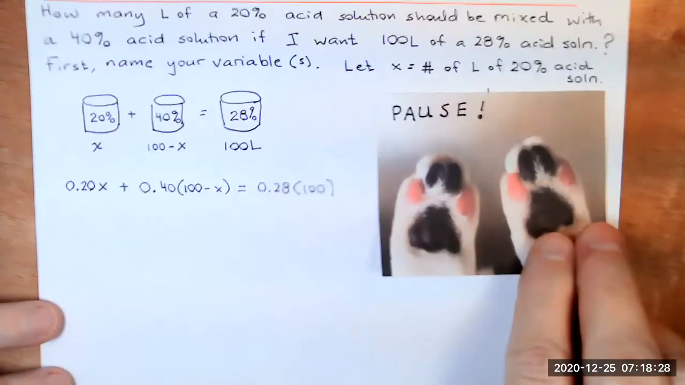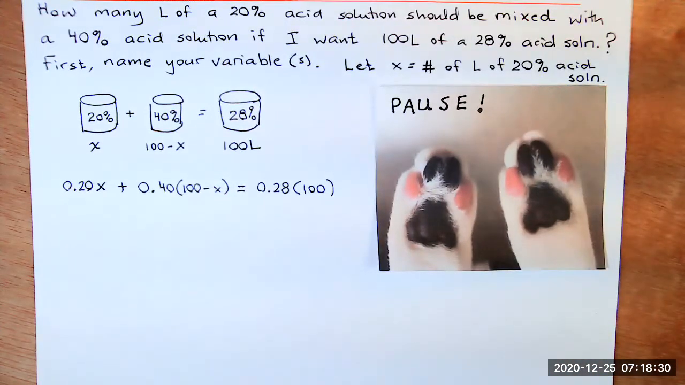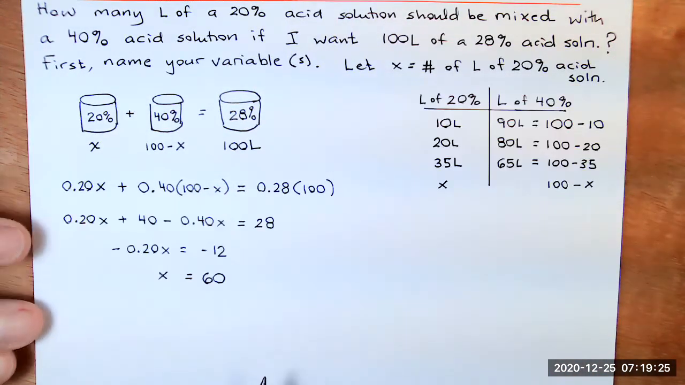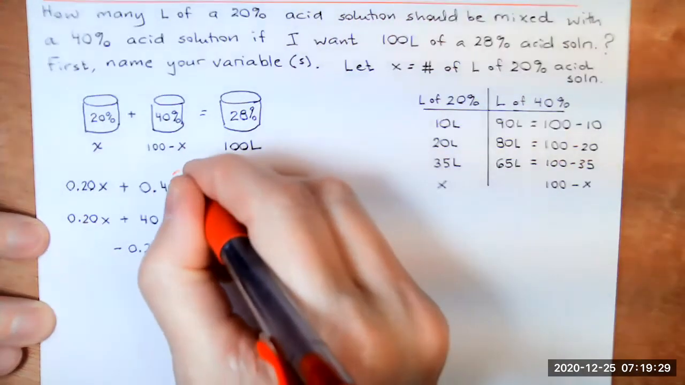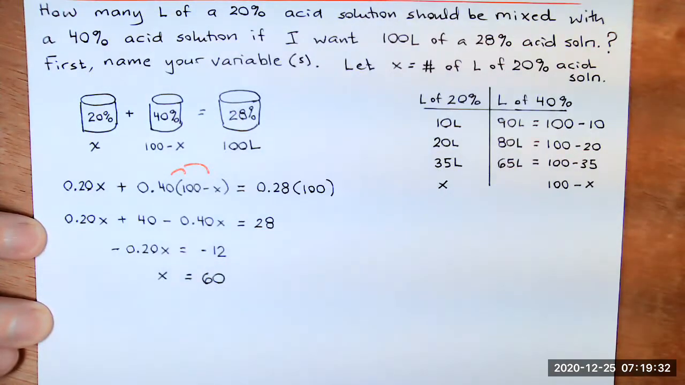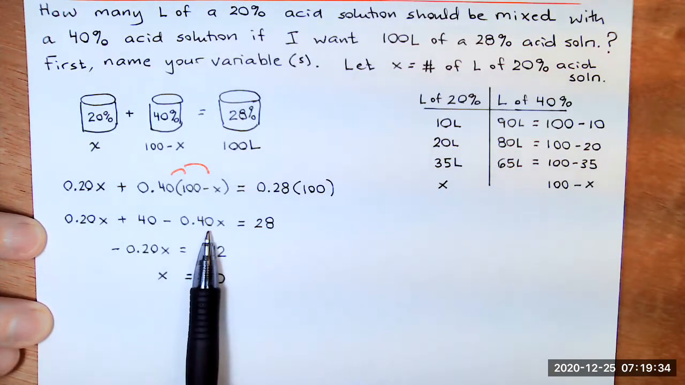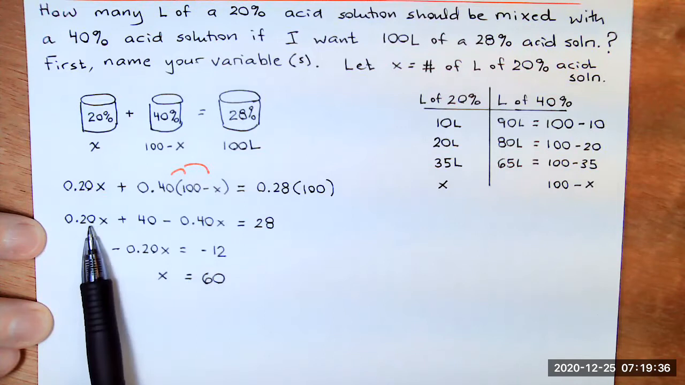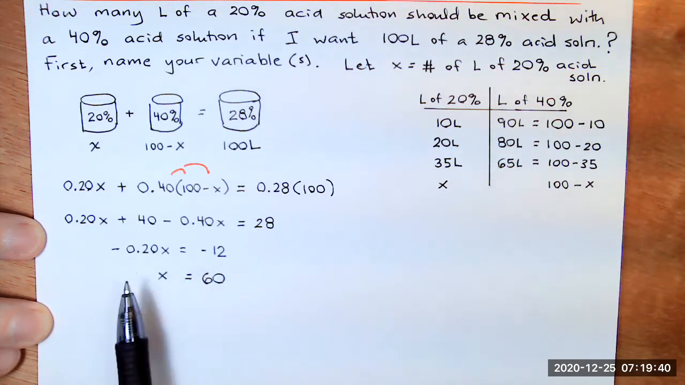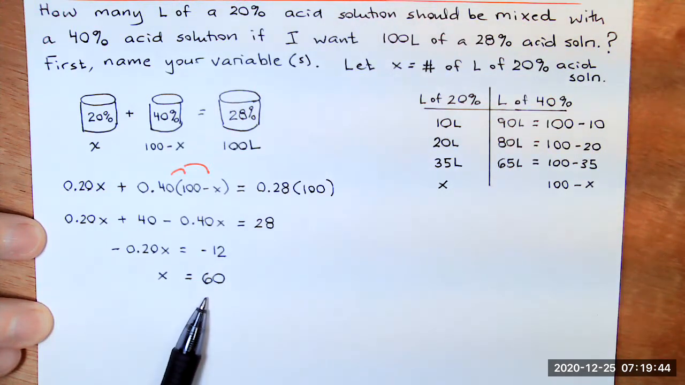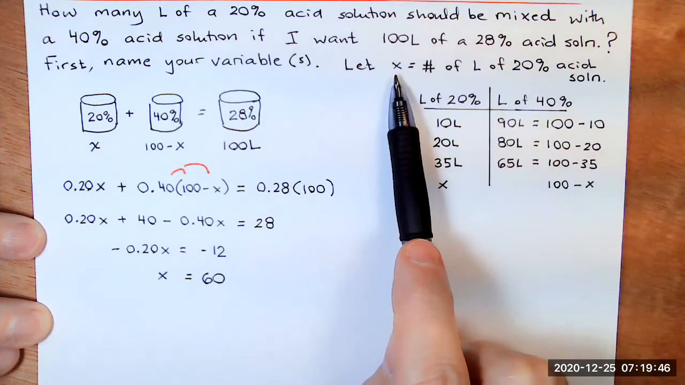And then I would hit pause and work it out on your own. Distributing the 40, you get 40 minus 0.4x. Combine like terms and subtract 40 from both sides. And then divide both sides by negative 0.2. And we get 60. And then always go back.